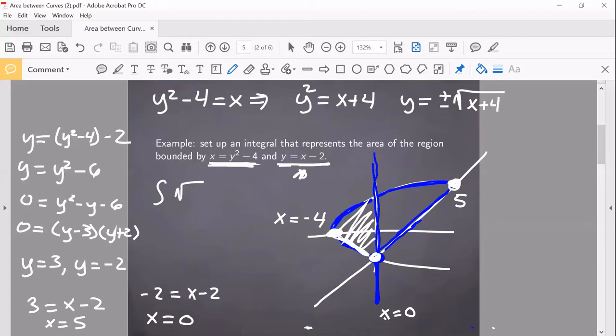So to get this region right here, I'm going to look at the square root of x plus 4, the positive piece, and I'm going to subtract the lower part of the parabola, which is negative square root of x plus 4. Okay, so that will give me my region here in white. And now I'm starting at x equals negative 4 and ending where it intersects with the line, which is x equals 0. If I integrate that with respect to x, that's going to give me that region over there.